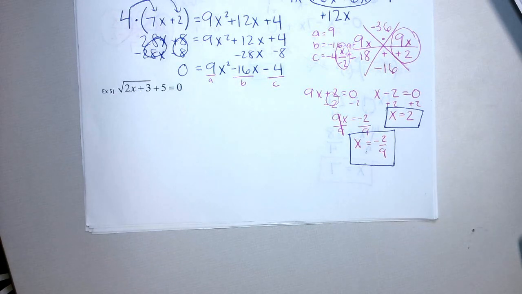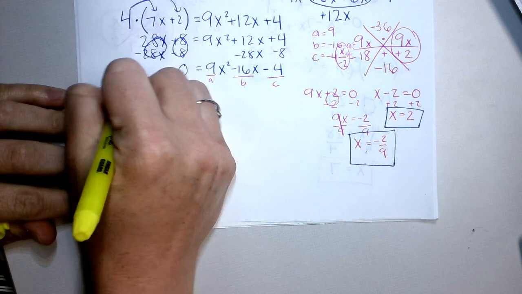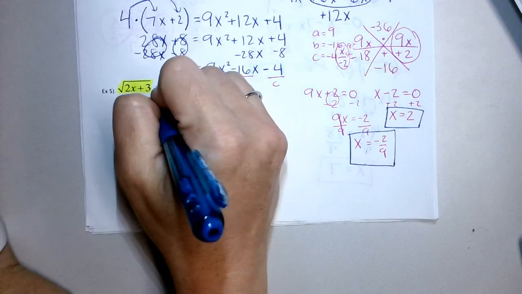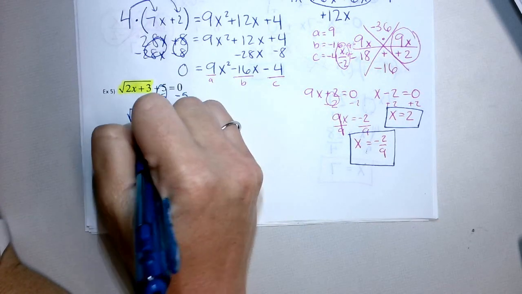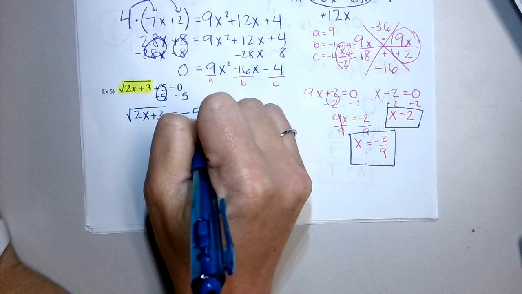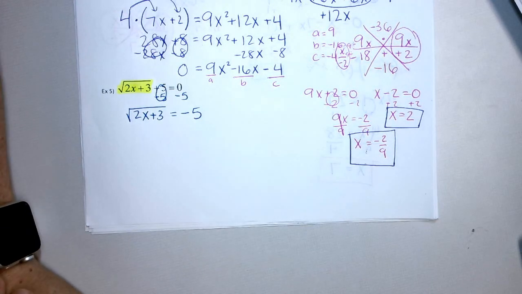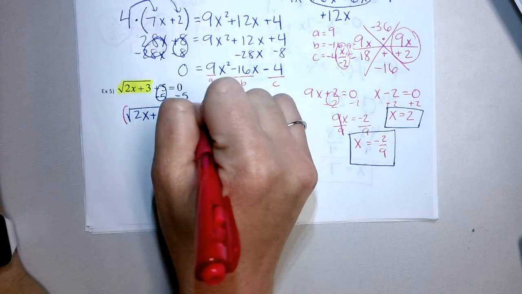Okay, last one. I need to get my radical alone. So what do I need to do? Subtract 5 from both sides. So I get the radical of 2x plus 3 equals negative 5. Now what? Not multiply by 2. Square it. Okay, so we're going to square both sides.